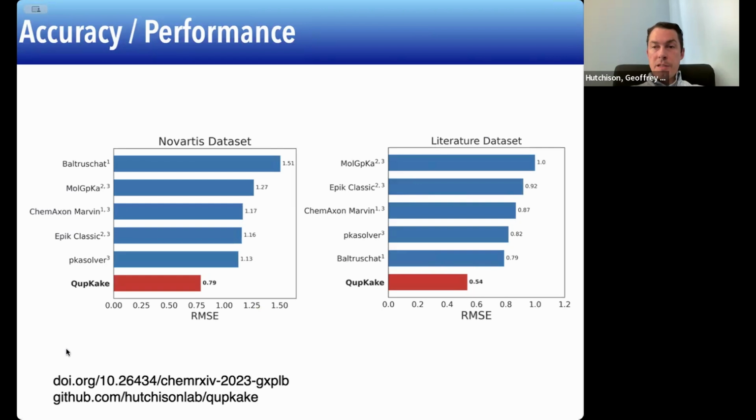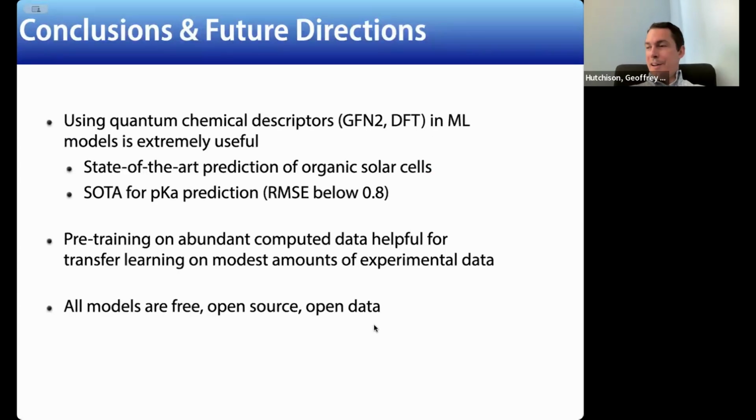So our accuracy and performance is excellent. We're beating all current models, including several which are commercially available. Epik, for example, is from Schrodinger, and as I mentioned, ChemAxon, which is what we were trained on. So you can see that despite training on the ChemAxon tool, our model is substantially more accurate than ChemAxon, than the original data that we trained on. So I think I was supposed to keep this to about 20 minutes, so I'll have some time for questions.